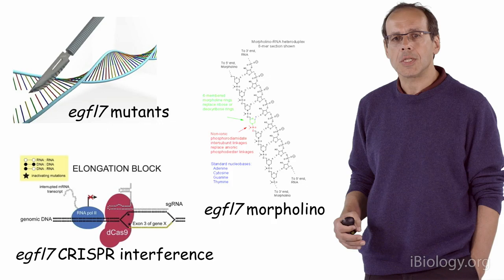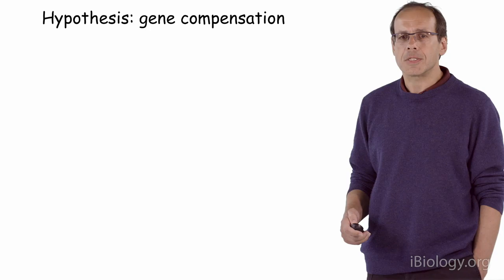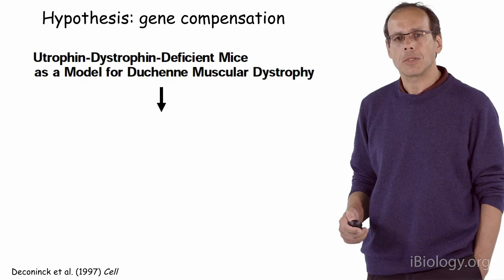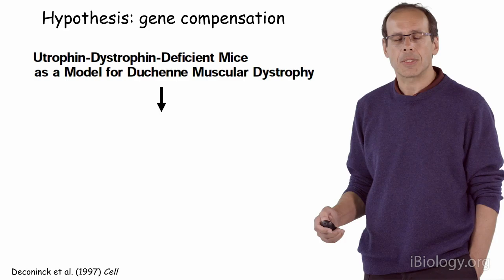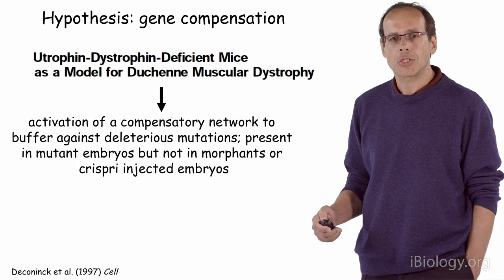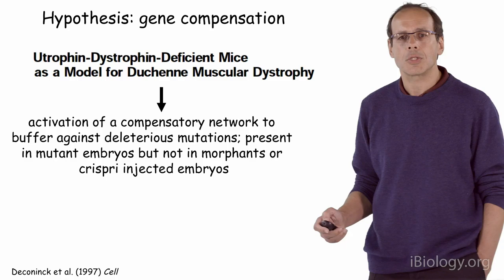So essentially, the hypothesis then became one of gene compensation. And to use a classical example, one from the muscular dystrophy field, when mouse mutants were made for the dystrophin gene, the utrophin gene was upregulated, and so one needs to make a double mutant to see the kind of phenotype that the Duchenne patients exhibit. And so the hypothesis in our case was that there was in fact the activation of a compensatory network that would buffer against deleterious mutations, and this compensation was present in mutant embryos, but not in morphants or in CRISPR-I injected embryos.